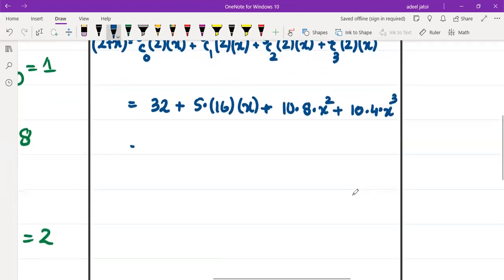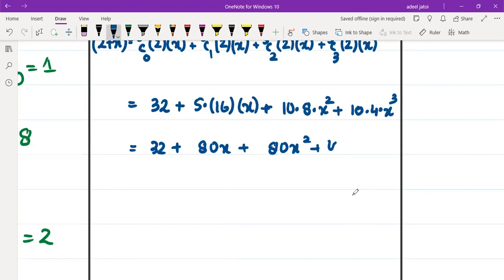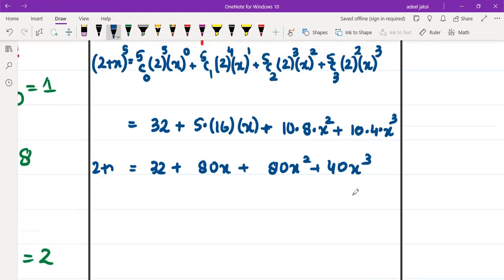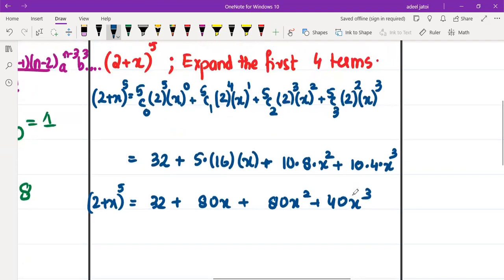So your end result will be 32 plus 80x plus 80x square plus 40x cube for the given question, which is (2 plus x) to the power 5, for the first 4 terms only. For the first 4 terms only.